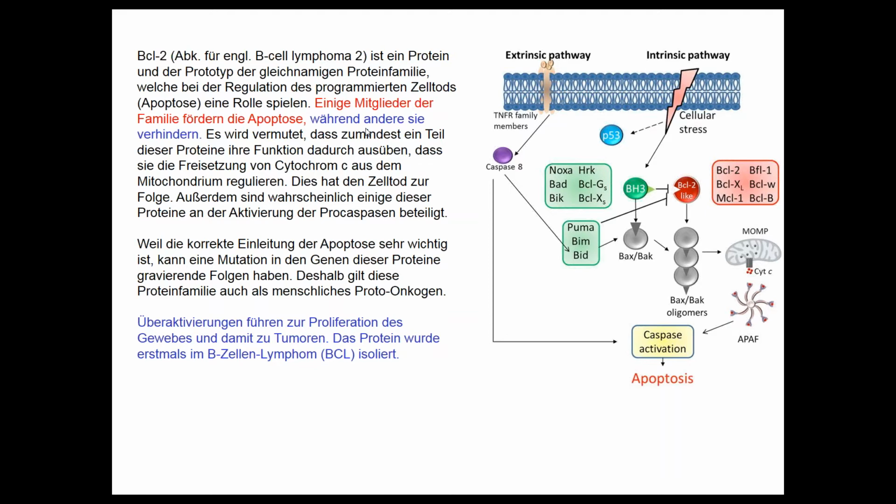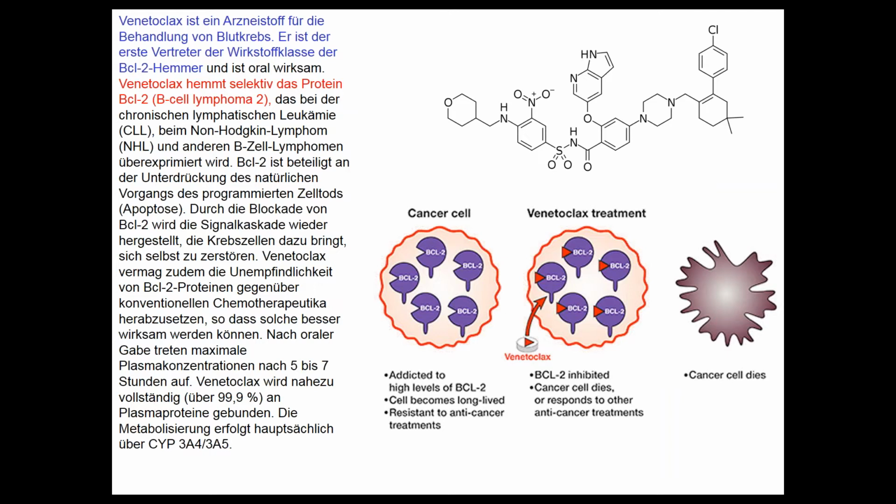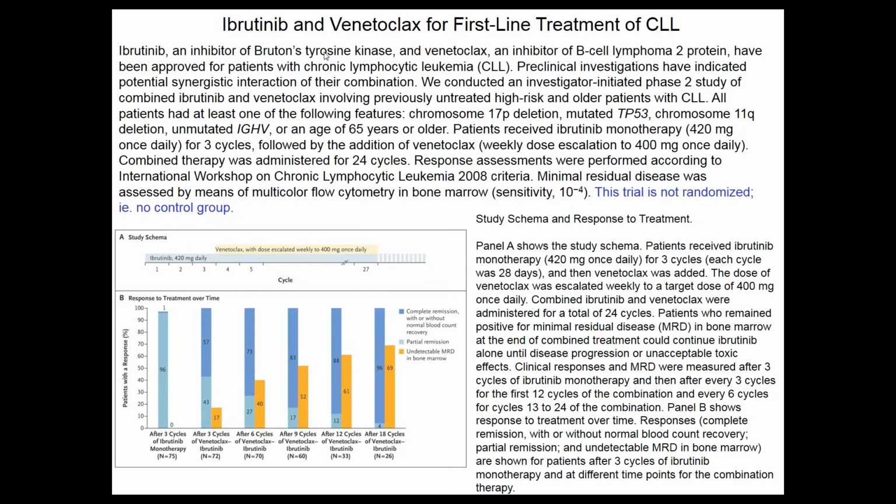So we would like to block this BCL2 form so that cells that have BCL2 are driven into apoptosis. And there is a drug that does this. This drug is called Venetoclax, and it can inhibit the selective form of BCL2 that interferes with the development of apoptosis. And in this particular study, older patients with a fairly aggressive form of chronic lymphocytic leukemia.